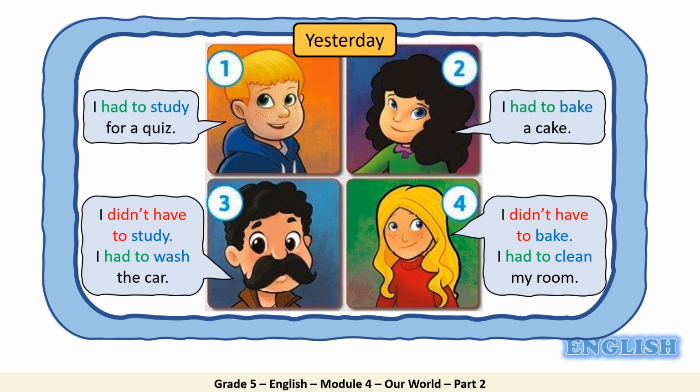So, as we learned, Khalid had to study. But did his father have to study too? Of course not. His father didn't have to study. He had to wash the car. His mother had to bake. But his sister didn't have to bake. She had to clean. Notice the words in green and in red. This is simply what we are going to focus on today. Had to and didn't have to.